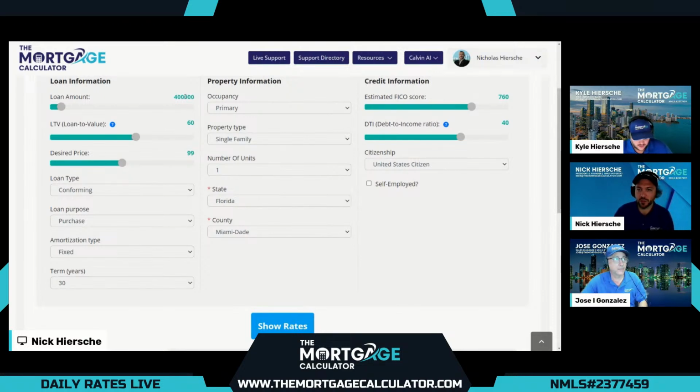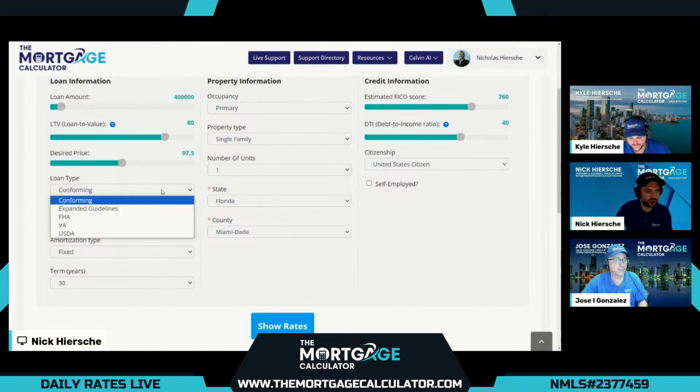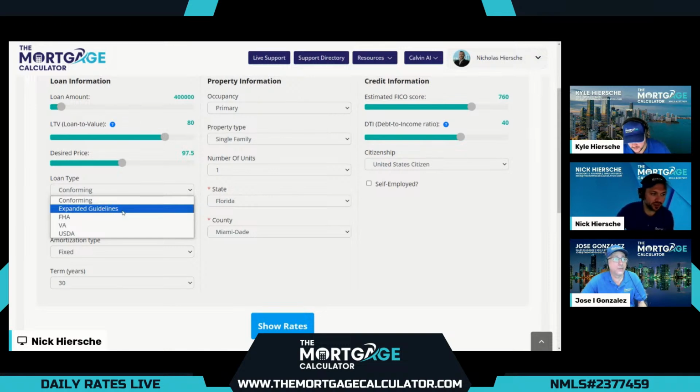For the demo today, as we do every day, we'll set up a basic scenario so we can compare across the programs. So we'll set the loan amount to $400,000 here for all the demos. We set the LTV to 80% loan, 20% down payment here. And we'll ask the computer to find the lowest rates we can offer for conforming conventional. And we'll compare that with FHA, which is usually the second option for most borrowers. And then we'll go into our expanded guidelines, also known as non-QM, where we have over 5,000 additional options beyond the standard here. We also offer VA and USDA.